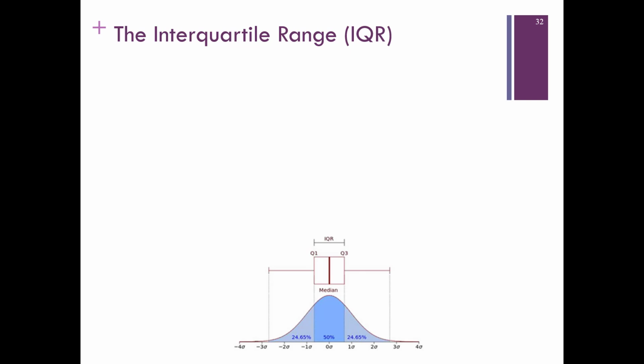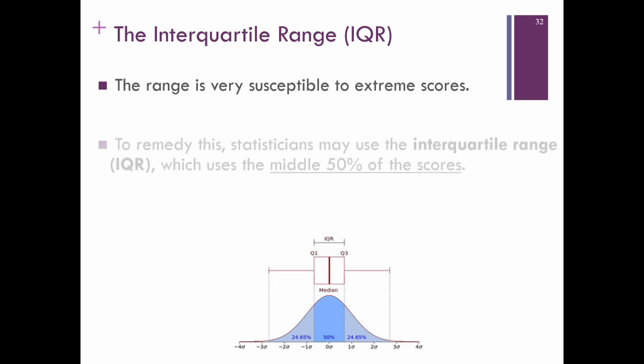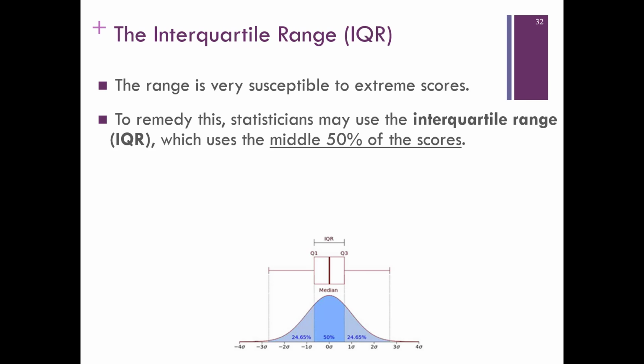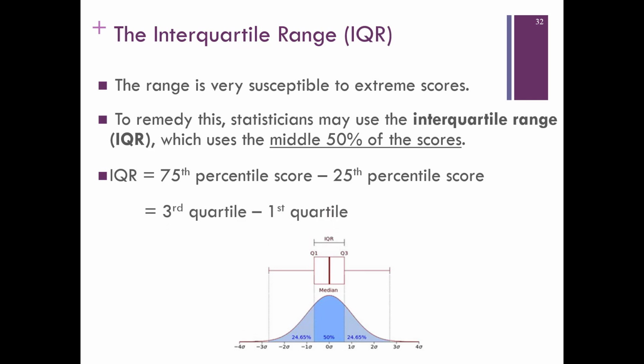Moving on to the IQR. So the range itself is very susceptible to extreme scores, so you can imagine that if you have a very high outlier, then the range is going to expand to accommodate that outlier. Now to remedy this, statisticians may use the IQR, which uses the middle 50% of the scores. So this is the range for the middle 50%, and you can calculate that by taking the 75th percentile score and subtracting the 25th percentile score to get the range for the middle half. And so that essentially means 3rd quartile minus 1st quartile scores.